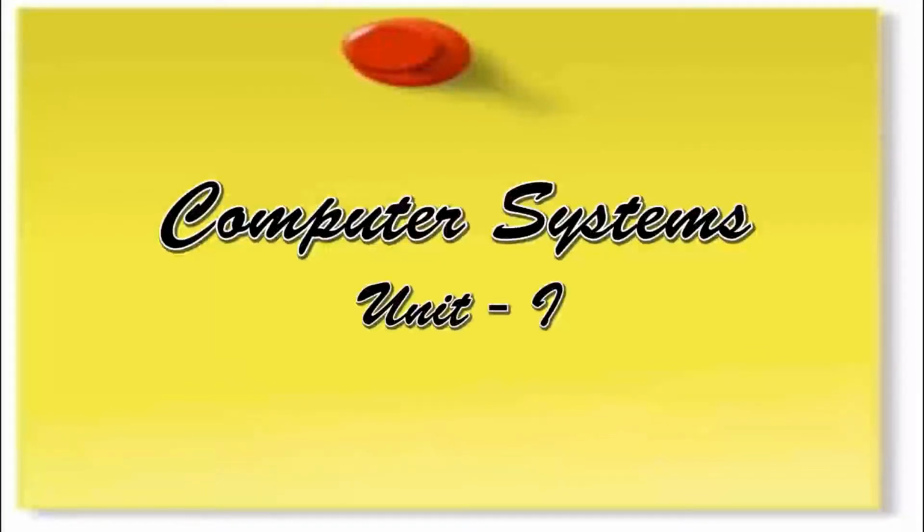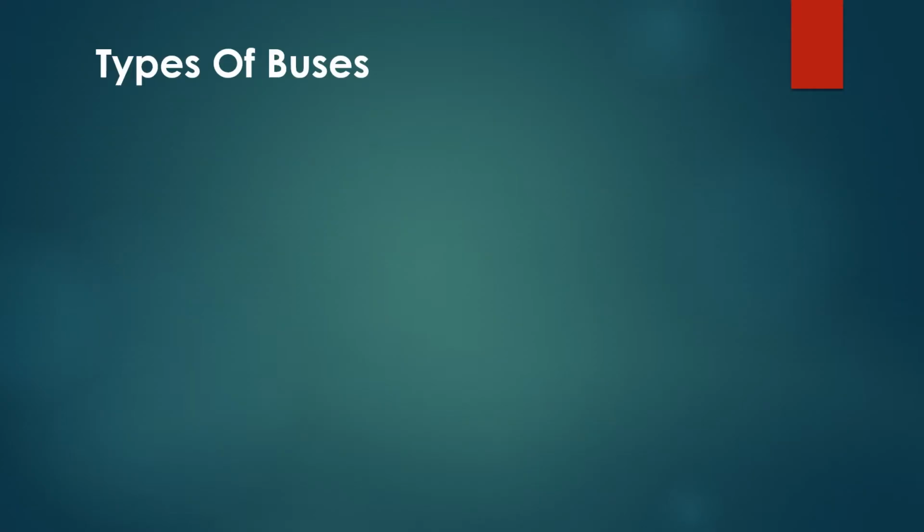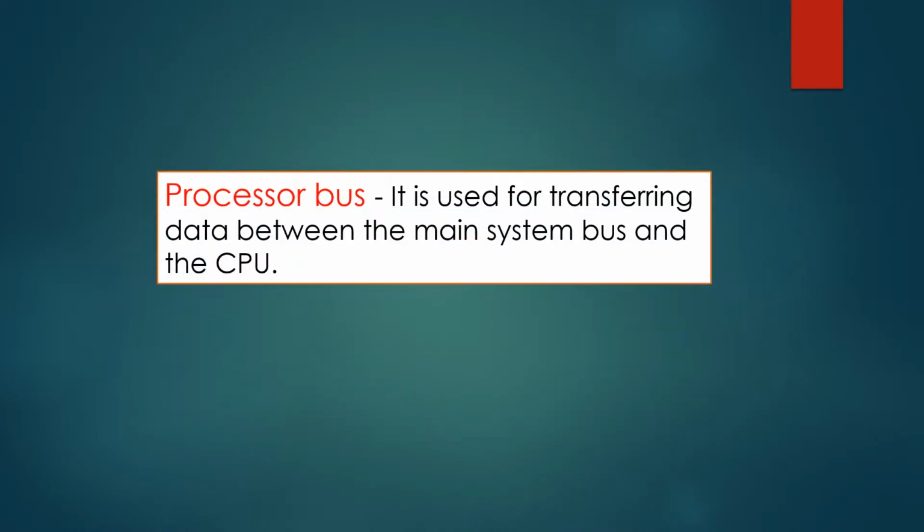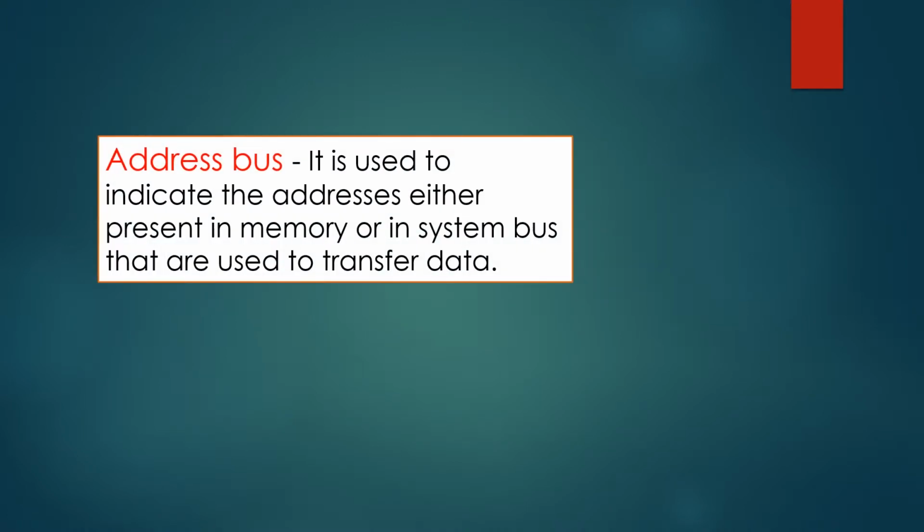Hello, let's look into the categories of buses. There are various categories of buses. They include the processor bus, address bus, memory bus, and input-output bus. Let us discuss the processor bus first. It is used for transferring data between the main system bus and the CPU. The address bus. It is basically a subset of the processor bus and memory bus.